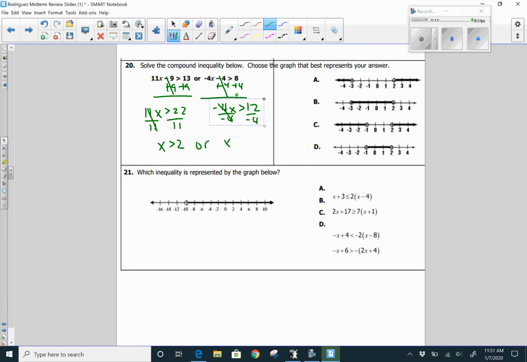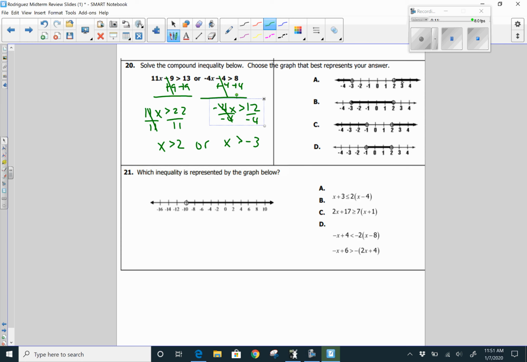Cancels out. X is greater than negative 3. You can plug that into the calculator. So x is greater than 2. Let's start there. Here's 2. Greater than means open circle. Open circle at 2. So all of them have open circles at 2. But greater than, numbers that are greater than 2 are like 3, 4, 5. So we're going to go to the right.